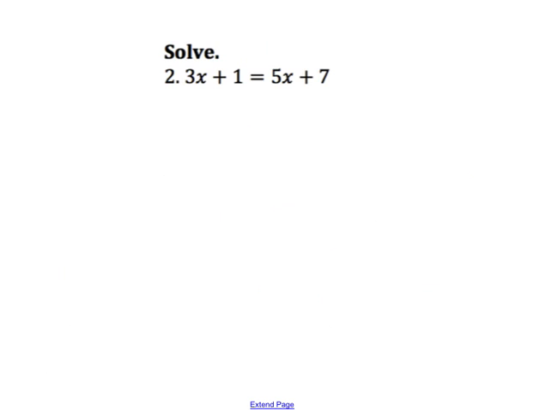Now let's take a look at number 2. We need to solve this equation. To solve this equation, we need to get our x's on the same side. So we're going to subtract 3x from both sides. The reason why I subtract is this 3x is positive, so I need to subtract 3x to get it over to the other side. So that cancels, and I'm left with 1 is equal to 5x minus 3x is 2x plus 7. Now I want to get that plus 7 over to the other side.